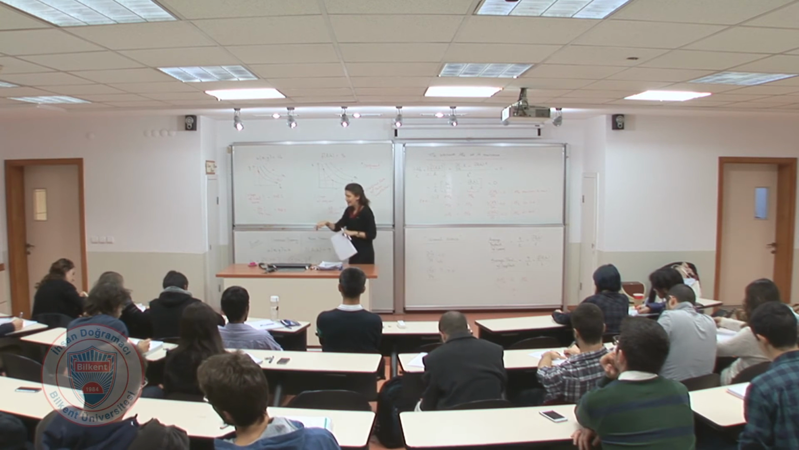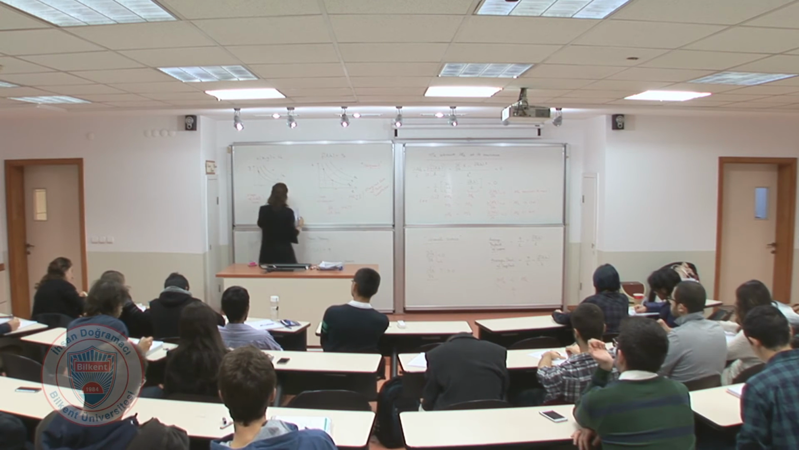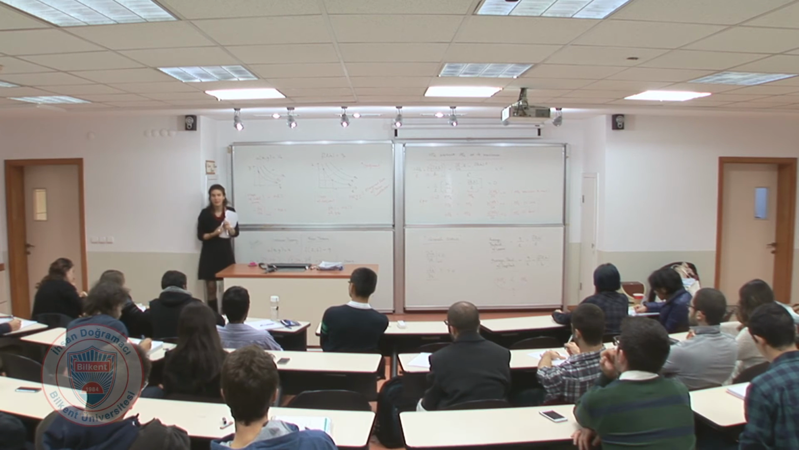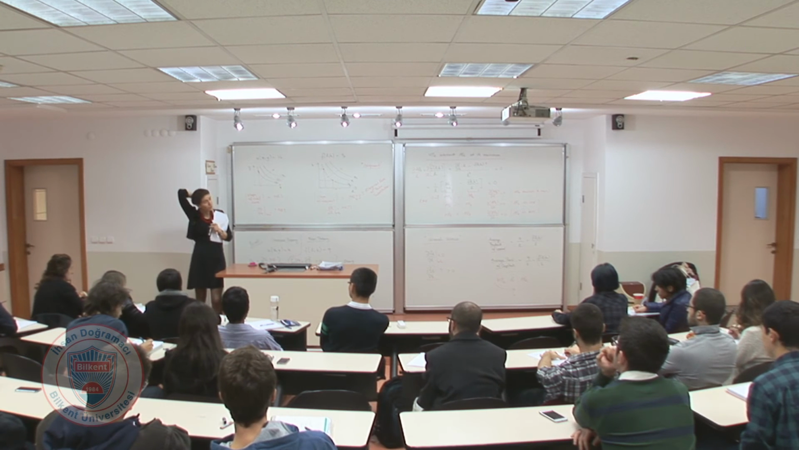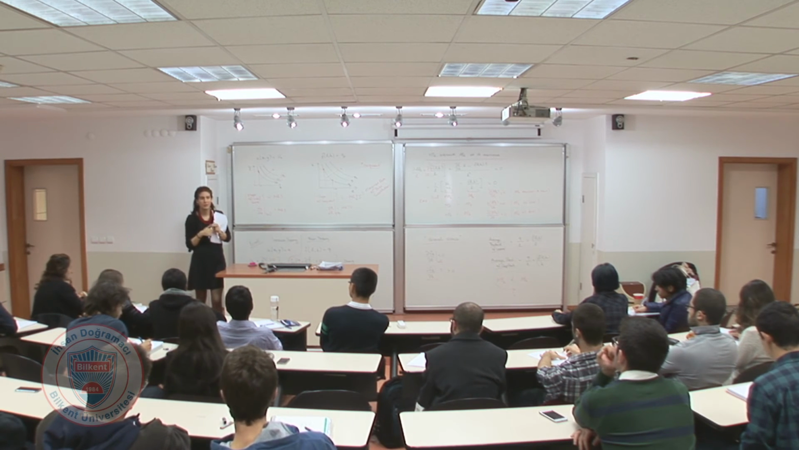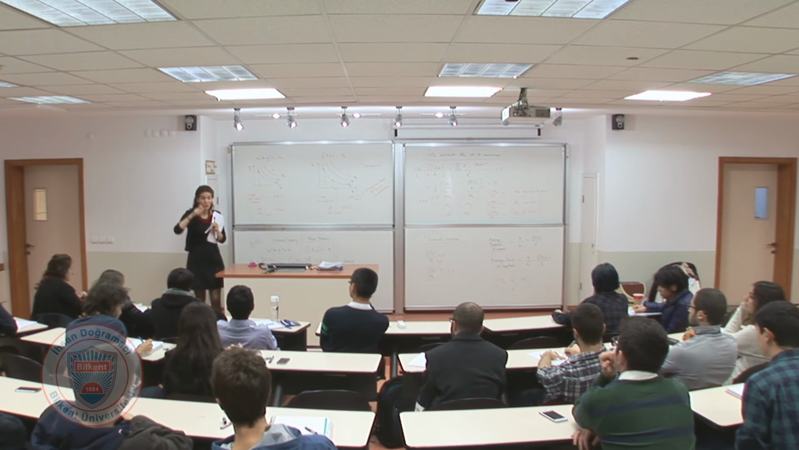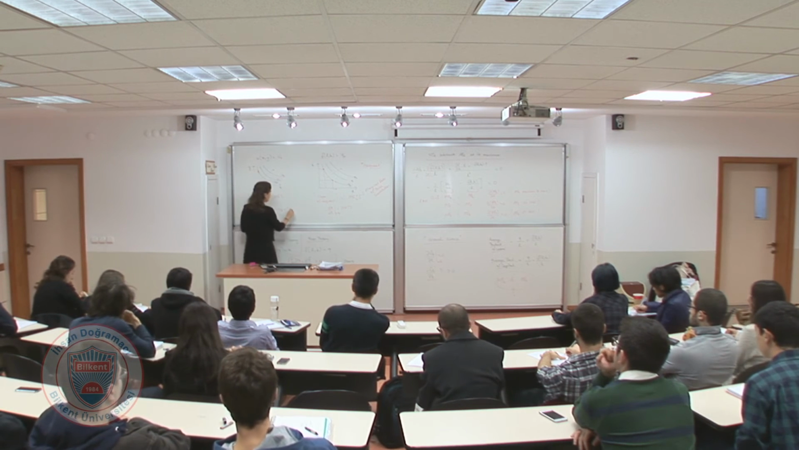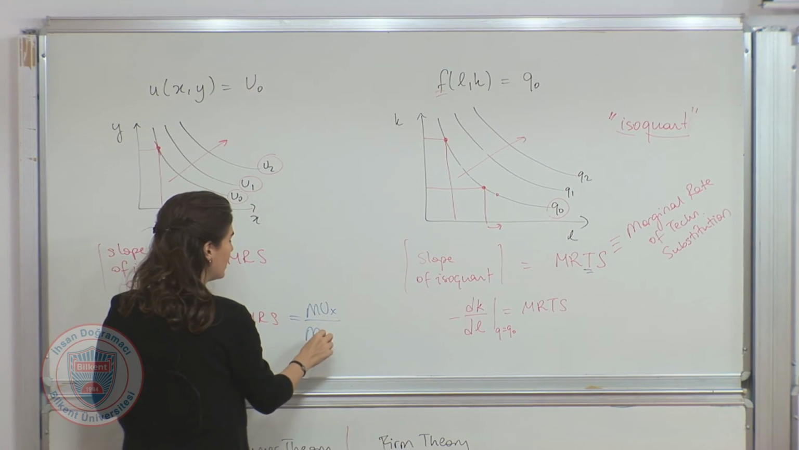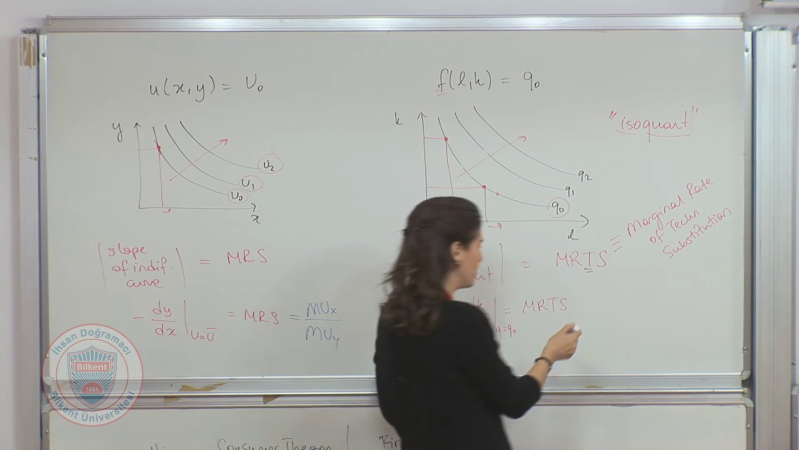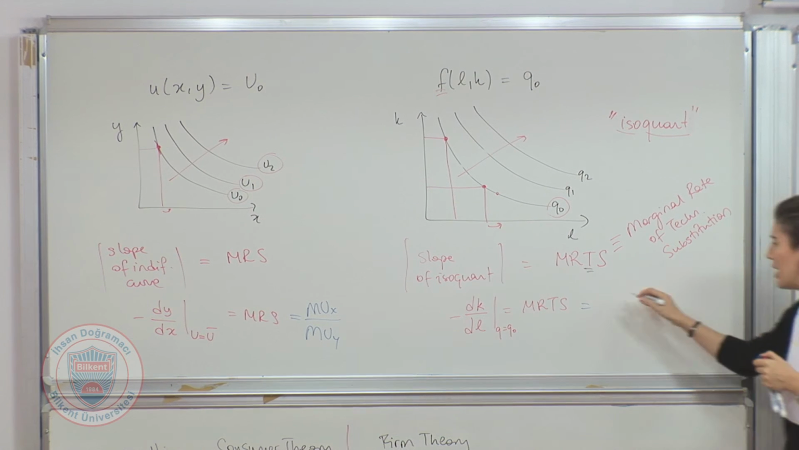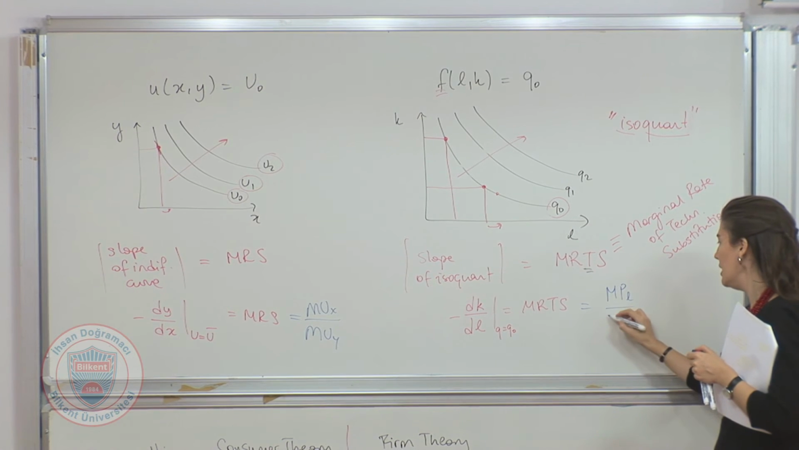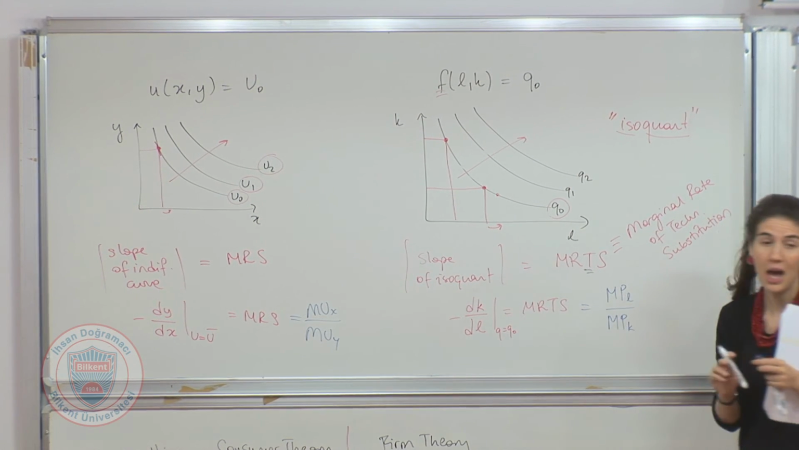Again, in consumer theory, we knew that the marginal rate of substitution was equal to what? If you want to compute the marginal rate of substitution, how would you compute it? It was the ratio of the marginal utilities, so marginal utility of X divided by marginal utility of Y. Guess what's going to happen here? This is going to be the ratio of the marginal products. So the marginal rate of technical substitution is going to be the ratio of MPL to MPK, okay?